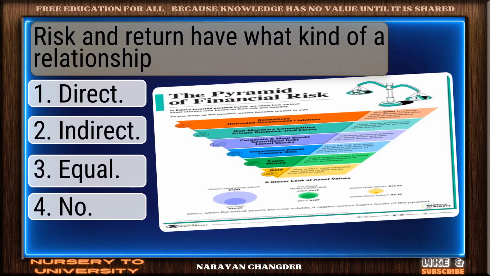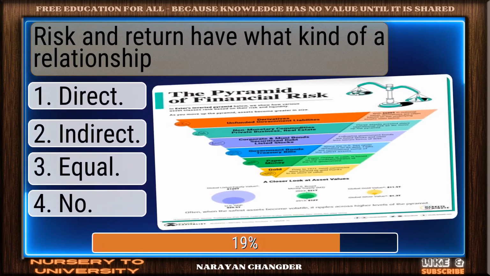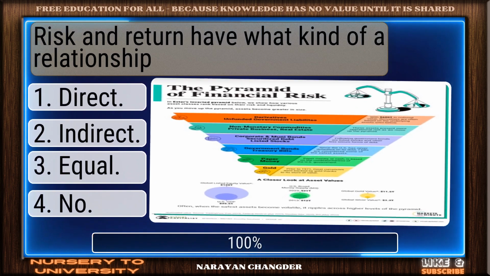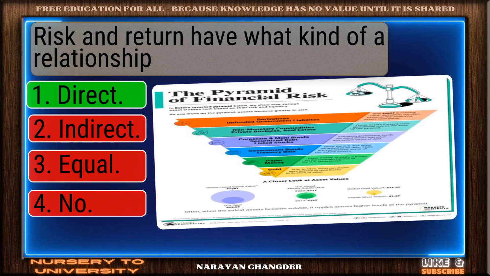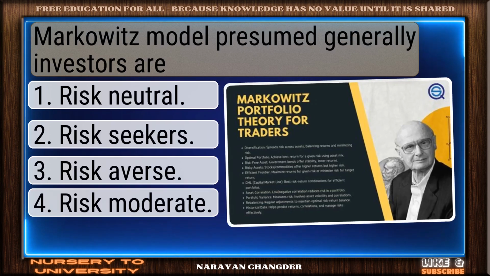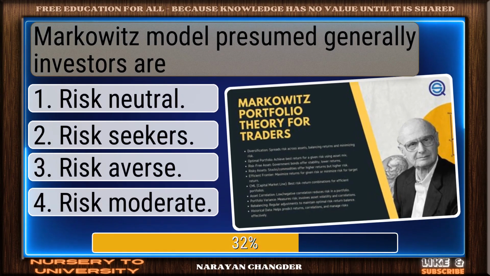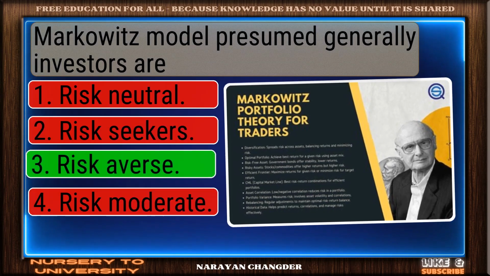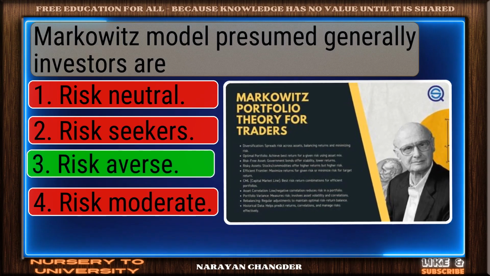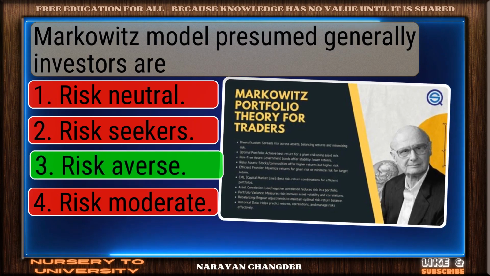Risk and return have what kind of a relationship? Correct. Direct is the right answer. Markowitz model presumed generally investors are. Right again. Risk averse is a valid answer.